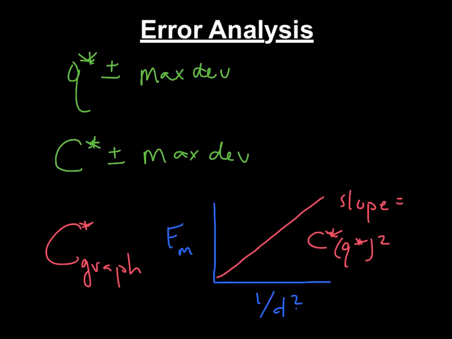So error analysis in this lab. Q star plus max deviation. You only have 9 trials, so no standard deviation in this case. It wouldn't be statistically significant. You'll get C star from part 2 with max deviation, and hopefully that'll overlap with the better way of finding C star, which is to use graphical analysis. If you graph force magnetic versus 1 over D squared, you get a very nice line. Again, make sure this is in meters, otherwise you get really odd numbers. And then the slope of this should be C times Q star squared. Q star squared again because we're assuming that the pole strengths are the exact same. So the whole goal is to compare these.